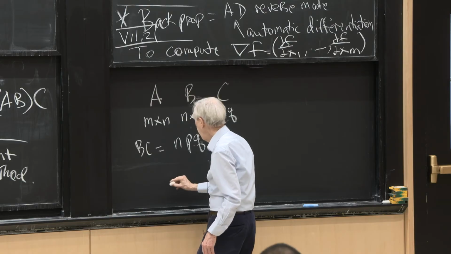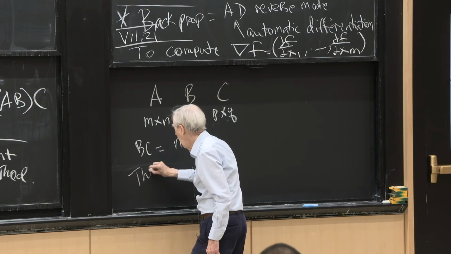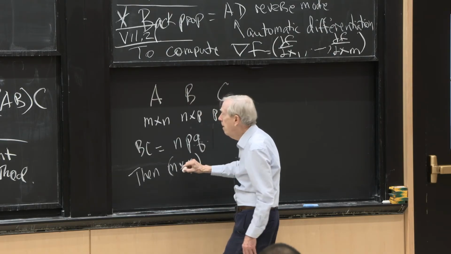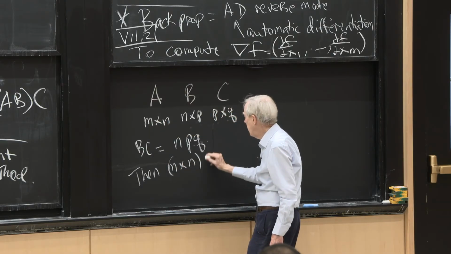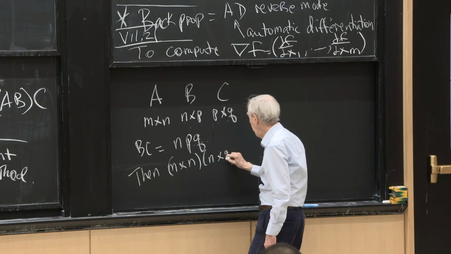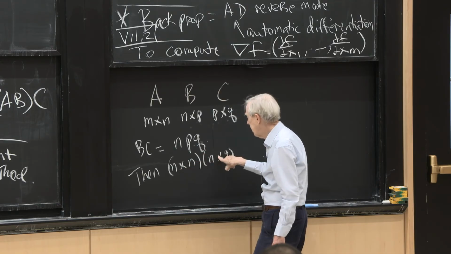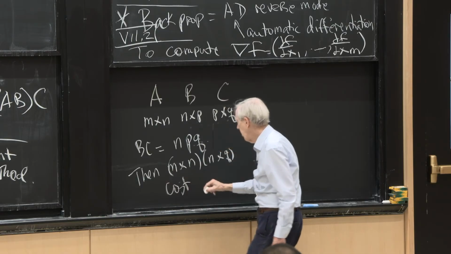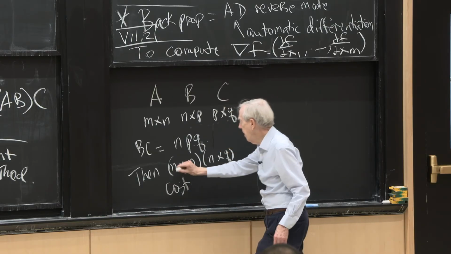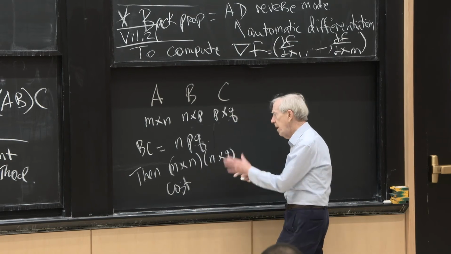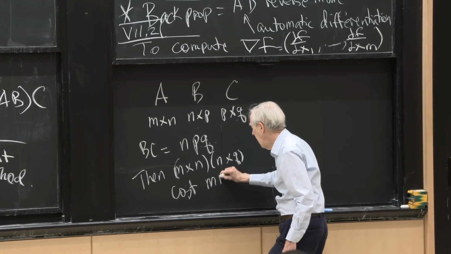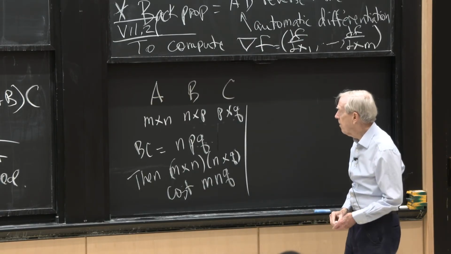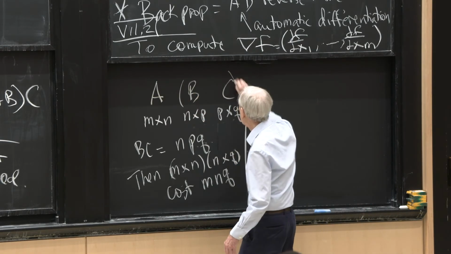And now I have BC, which is N by Q. Then I have M by N, which is A, times B times C, which is now N by Q. That's BC. This is A, BC. So what's the cost here? M by N, N by Q. By the same rule, it'll be M, N, Q. Good. That's the first way, A times BC.